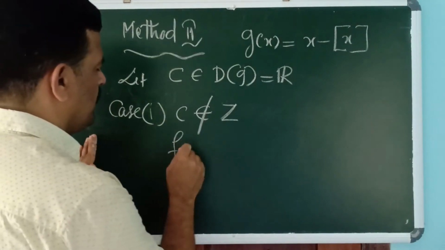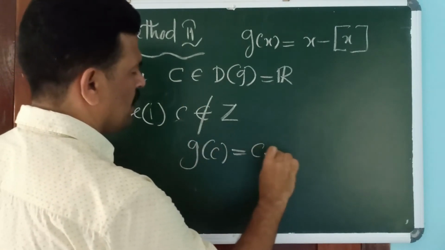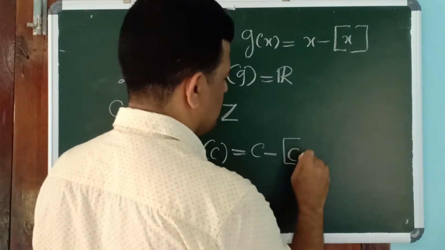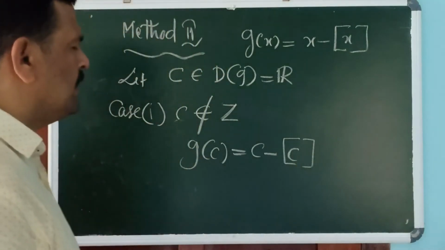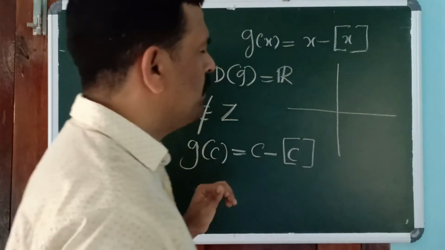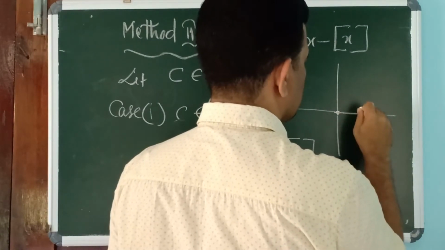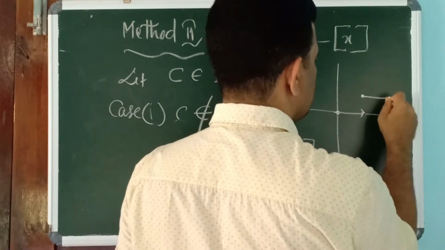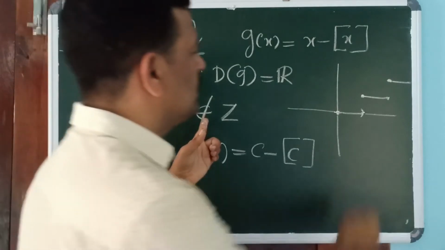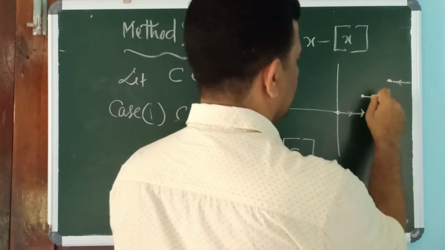Now first of all we can find g of C. g of C means it is C minus greatest integer function C. Here we know the graph of the greatest integer function. Between 0 and 1, the value is 0. Here it is 1, here it is 2, like this. So C is not an integer means C comes here, or here, or here, etc. Suppose that C is here.